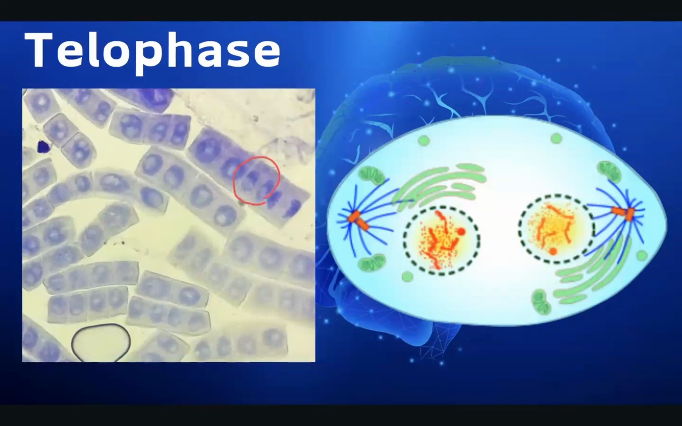Telophase is the final stage of mitosis. It follows anaphase. During telophase, the separated sister chromatids arrive at the opposite poles of the cell and decondense back into chromatin. Nuclear envelopes begin to form around each set of chromosomes, establishing distinct nuclei within the cell. Additionally, mitotic spindle fibers disassemble, marking the conclusion of chromosome movement.